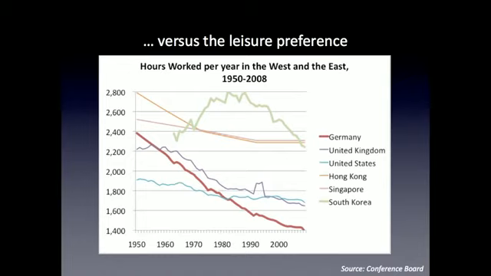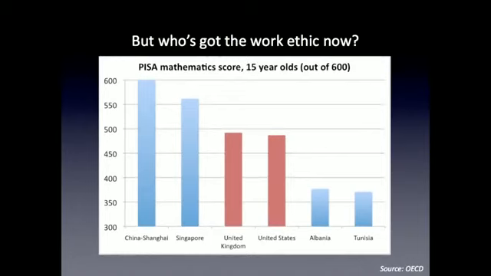Today, the average Korean works 1,000 hours more a year than the average German. 1,000. And this is part of a really extraordinary phenomenon, and that is the end of the Great Divergence. Who's got the work ethic now?